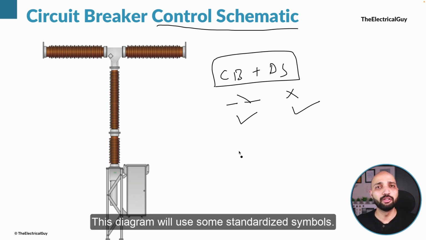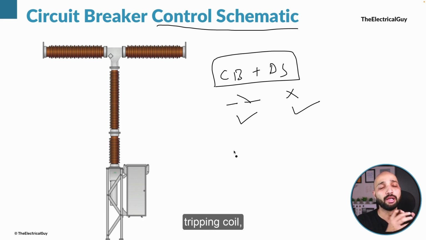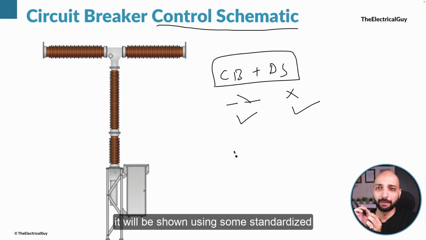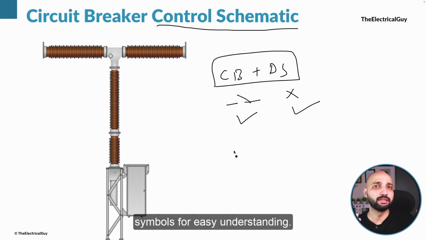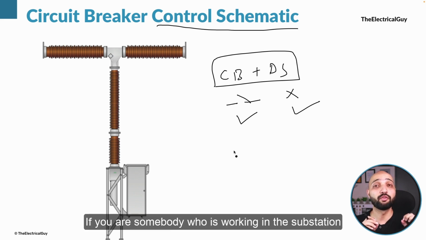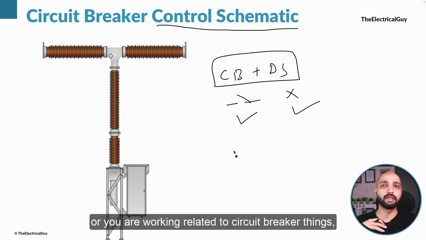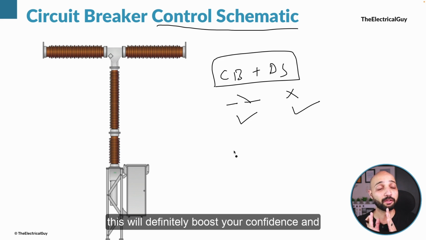This diagram will use some standardized symbols. So instead of showing a contactor or the closing coil, tripping coil, it will be shown using some standardized symbols for easy understanding. And understanding of this control schematic is very, very important if you are somebody who is working in the substation, or you are working in the switchgear industry, or you are working on circuit breaker related things. This will definitely boost your confidence and your understanding will go to the next level.